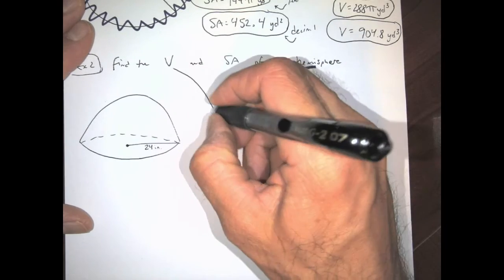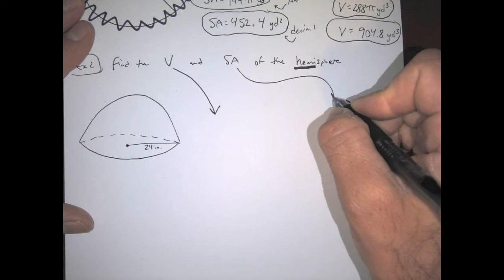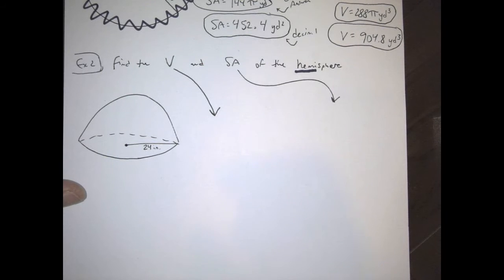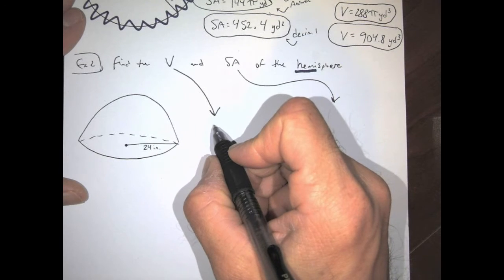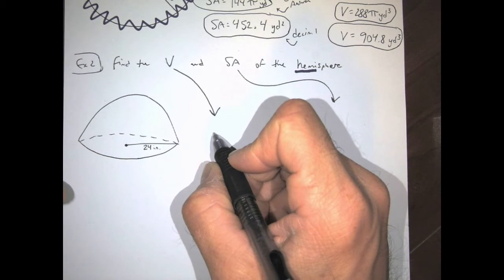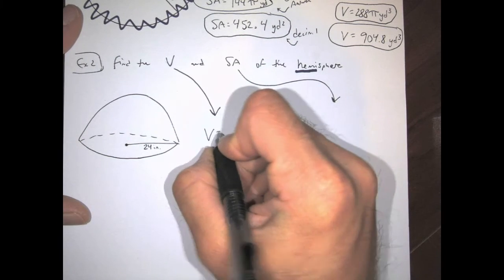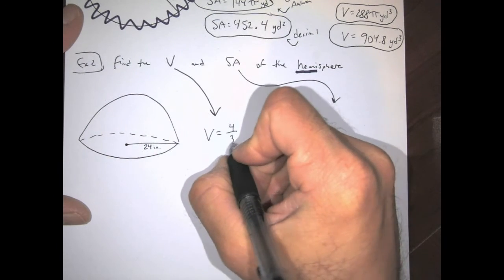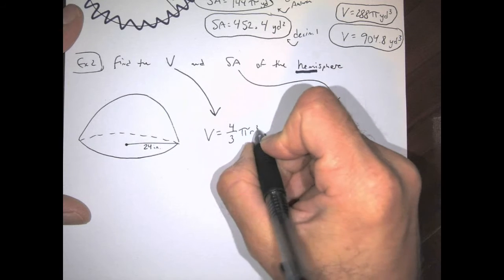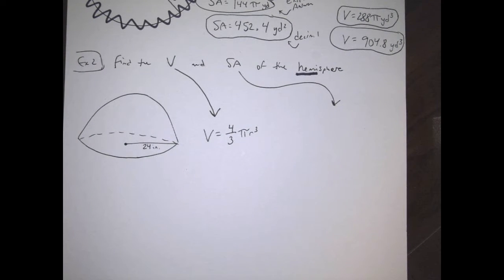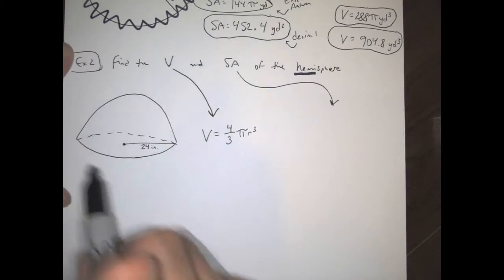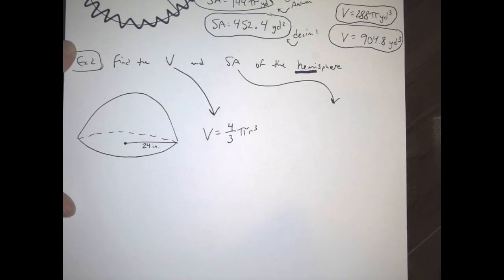Everybody, let's do the volume first. Surface area I'm going to wait for, because that's a little bit of a tricky problem. But let's find the volume of the hemisphere. So volume of a sphere is 4/3 pi r cubed. But folks, you got to remember, this is not a whole sphere. It's a half a sphere.